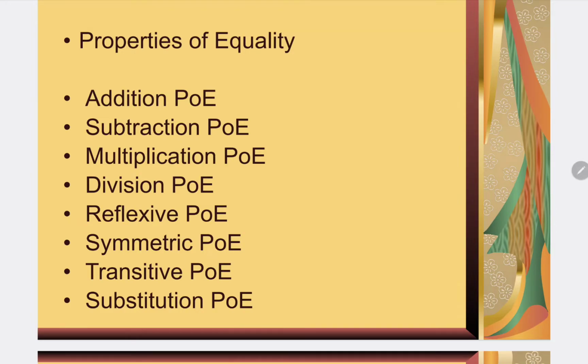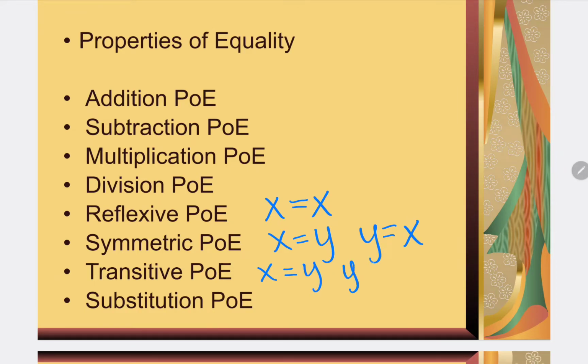The reflexive, symmetric, and transitive may benefit from some review. The reflexive says that x is equal to x. Symmetric says that if x is equal to y, y is equal to x. The transitive says that if x is equal to y and y is equal to z, then x must be equal to z. And substitution says that if x is equal to y, then we can substitute y in place of x.